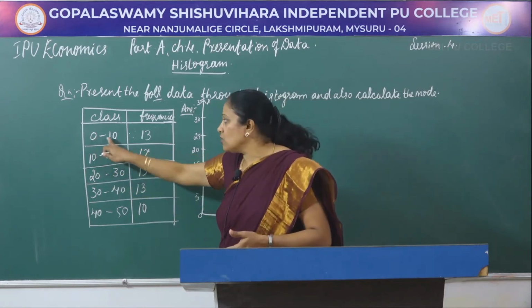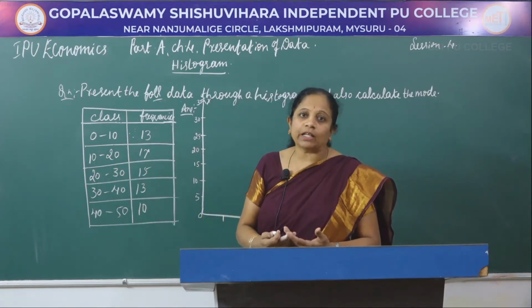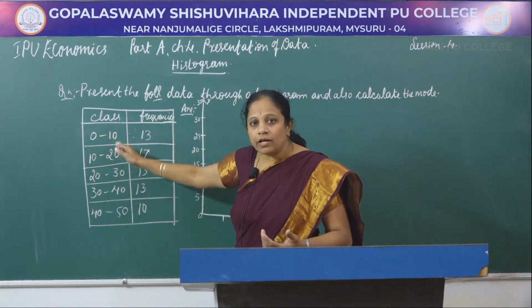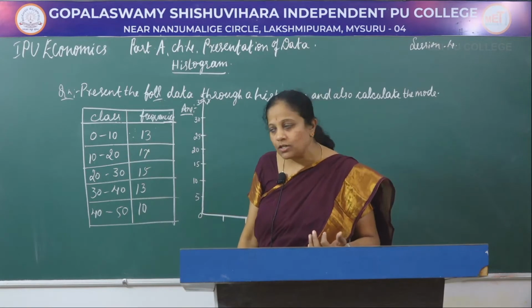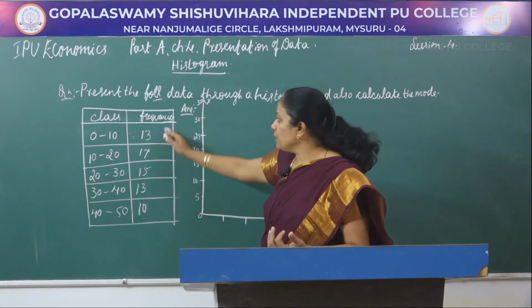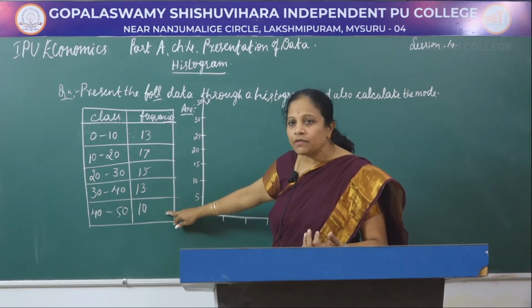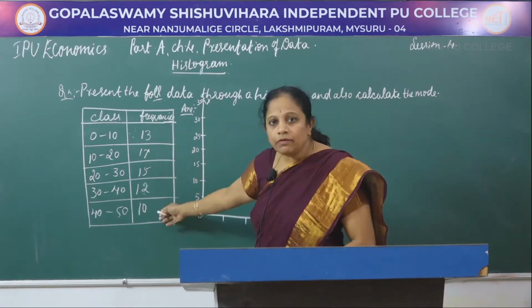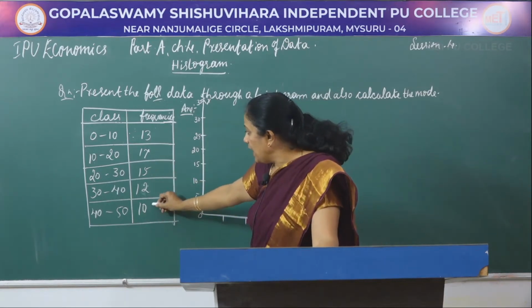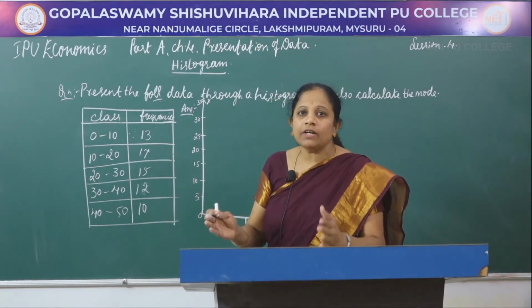If it was 0 to 9 and then 10 to 19, then we would have converted it into the exclusive method and made it 0 to 10 and 10 to 20, but it is already given in the exclusive form of classification. So, there is no need to change it. Once we see the frequencies, we should see the lowest frequency, that is 10, and the highest frequency, that is 17. So, the range is between 17 and 10.